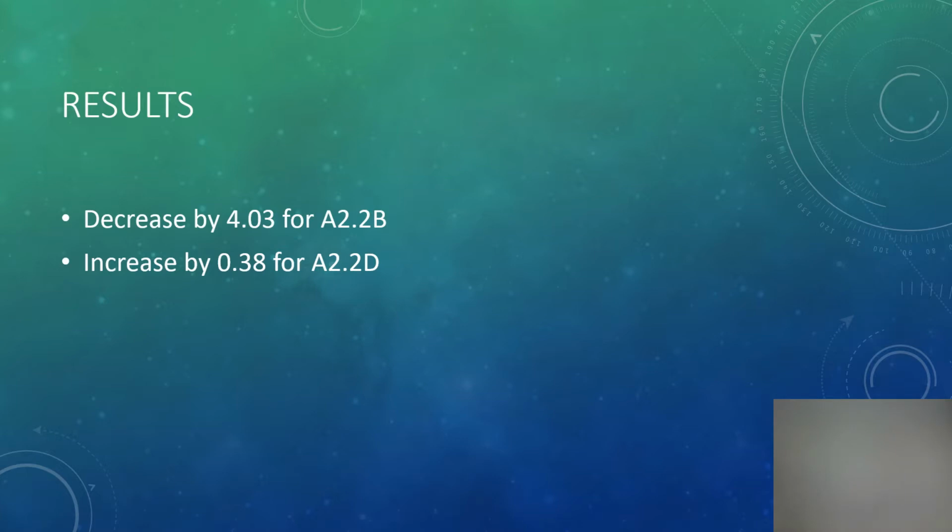After analyzing the data gathered from the assessment software, the class average on the unit post-test decreased by 4.03 points for TEK A2.2b, which is for the students to be able to graph and write the inverse of a function using notation such as f inverse x, and it increased by 0.38 points for TEK A2.2d, which is for students to use the composition of two functions, including the necessary restrictions on the domain, to determine if the functions are inverses of each other.